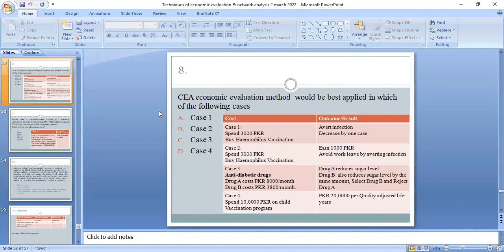Eighth MCQ. Cost-effectiveness analysis economic evaluation method would be best applied in which of the following cases? There are 4 cases. In the first case, we spend 3,000 Pakistani rupees to buy Hemophilus vaccination and the outcome is averted infection, decreased by 1 case. The second case is spending 3,000 Pakistani rupees to avoid work leave by averting infection.